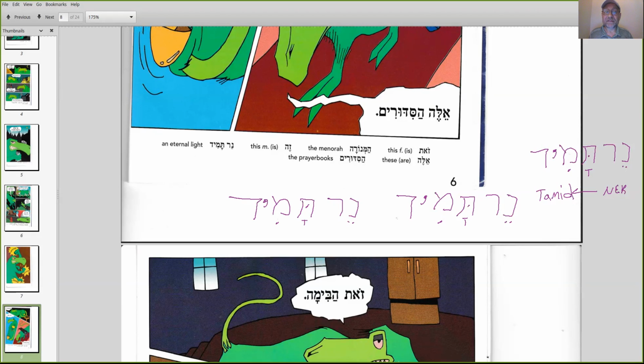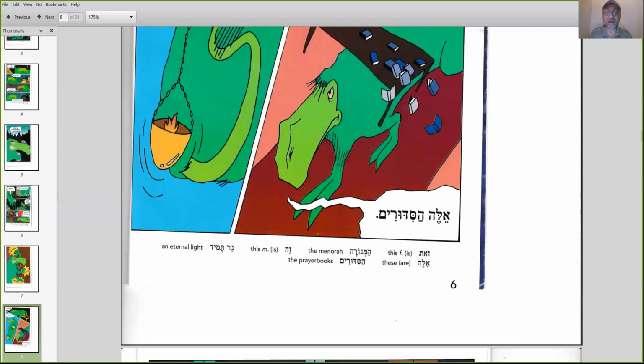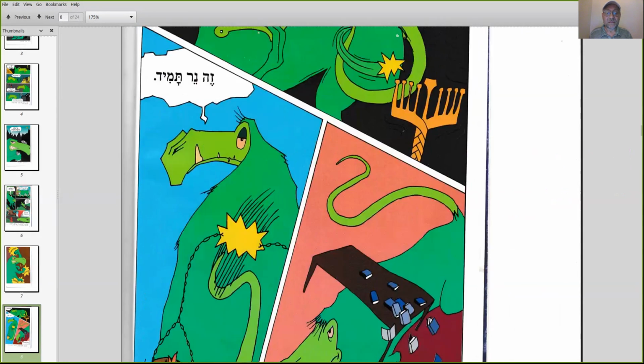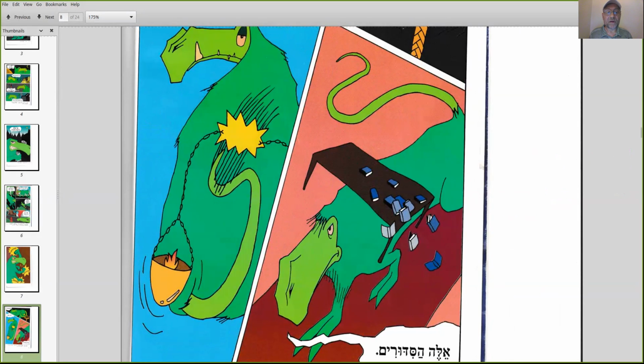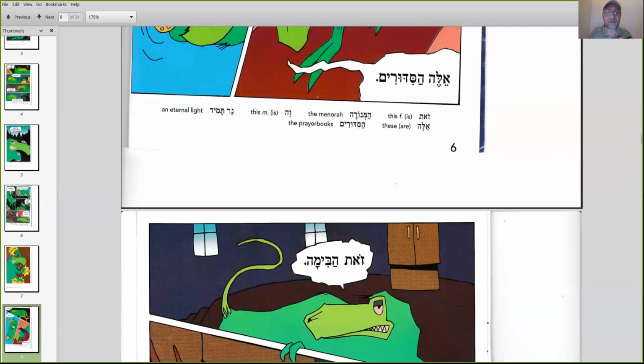Look at how they translate it. Okay, so let's look at what that looks like. So here it is. Here is this lamp right here. And he's banging it around, but he's making quite a mess in this house of prayer. Okay, let's look down here again.